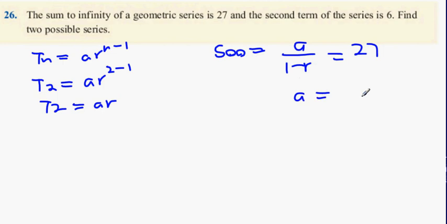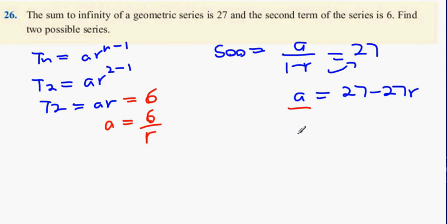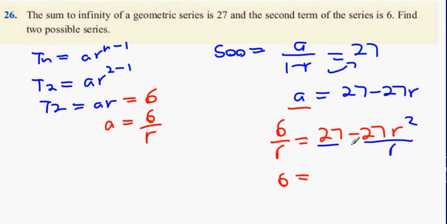And then what we're going to get is a equals 27 minus 27r when we cross multiply it. Now, what we know about T2 is 6, so that means that a equals 6 over r. Replace in 6 over r for a. 6 over r equals 27 minus 27r. Cross multiply. And what we're going to get is 6 equals, just give them a common denominator. So put an r underneath here, that's r squared. Put an r underneath here, r up here. So we're going to get 6 equals 27r minus 27r squared.